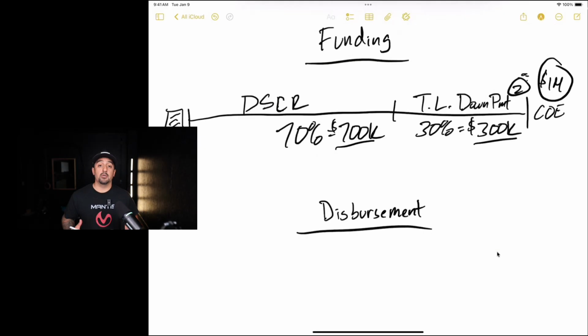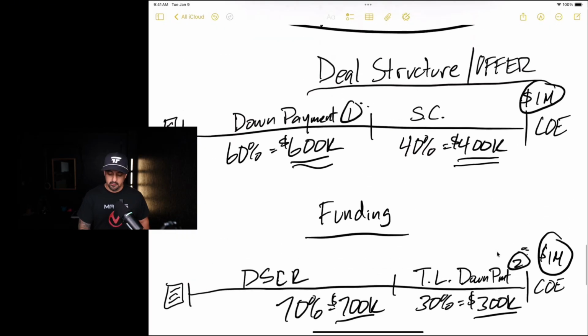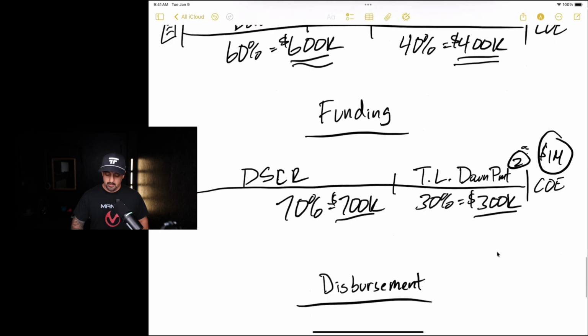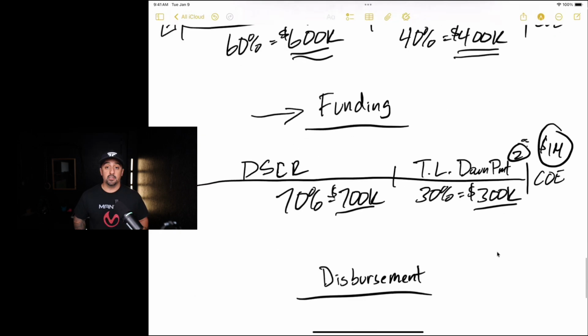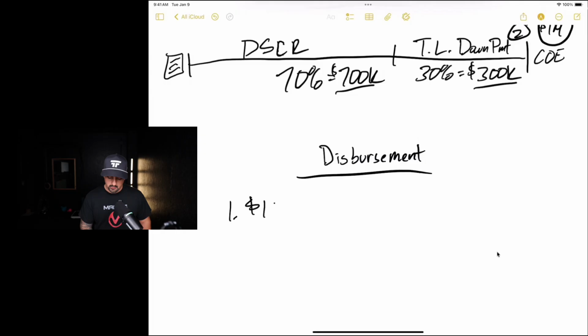So now we're going to talk about disbursement. So where do these funds go? So far, no cash was exchanged on this deal structure offer, right? But cash is now funded into escrow on this funding structure here. So 700,000 was sent into escrow and 300,000 was sent into escrow. So we now have what I like to call the escrow pot of gold.